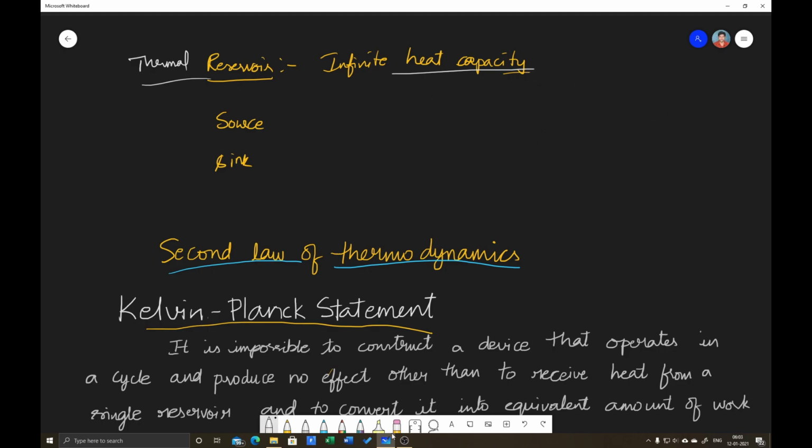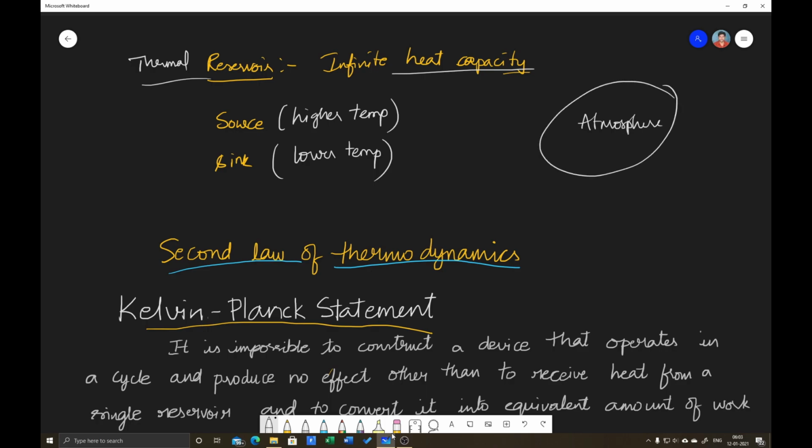So the source is also a thermal reservoir, but it is at a higher temperature and it gives heat to the device or system. The sink is for lower temperature, that means say the atmosphere. What will we do to the atmosphere? We reject heat to the atmosphere. Even then the atmosphere temperature will not change. It will change only over a very long period like 40-50 years. Otherwise there is no instant temperature increase.